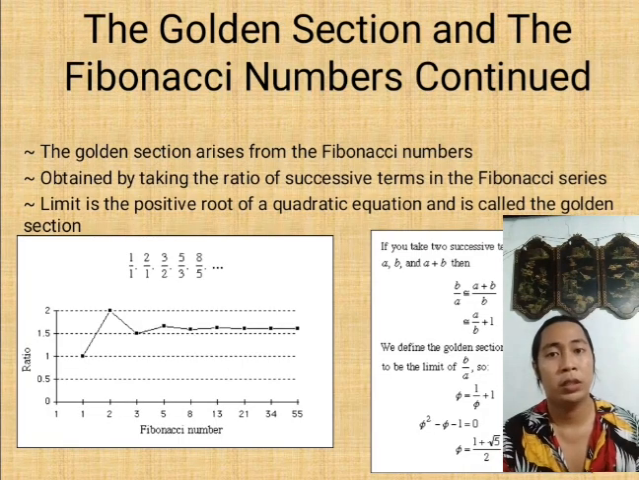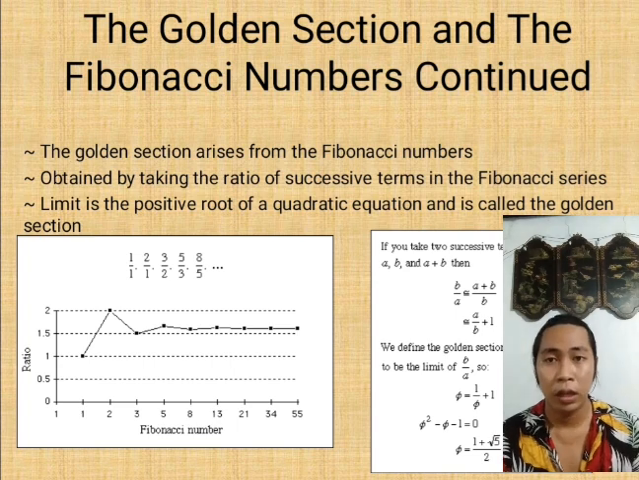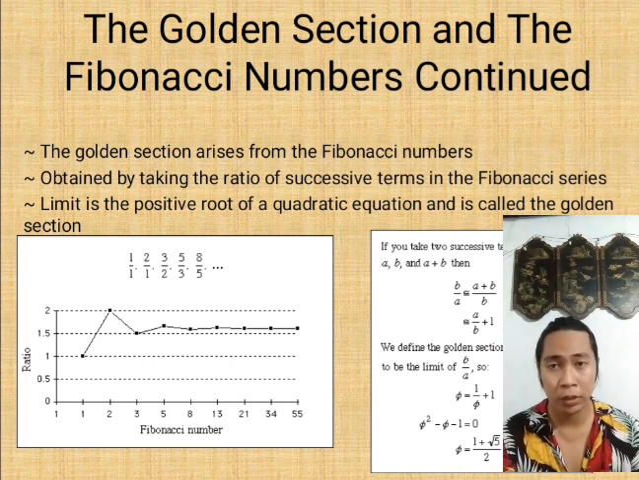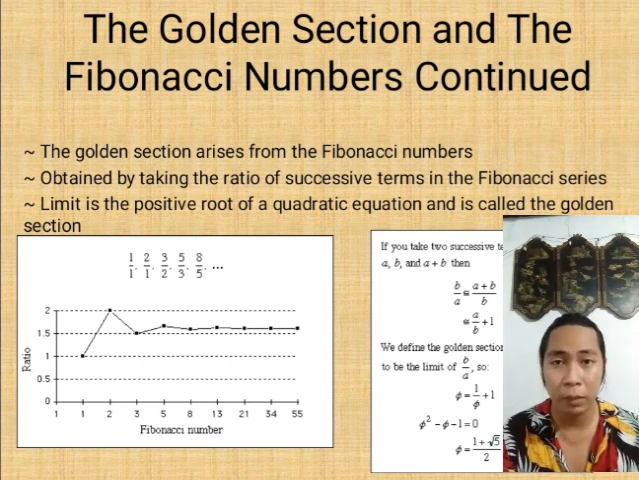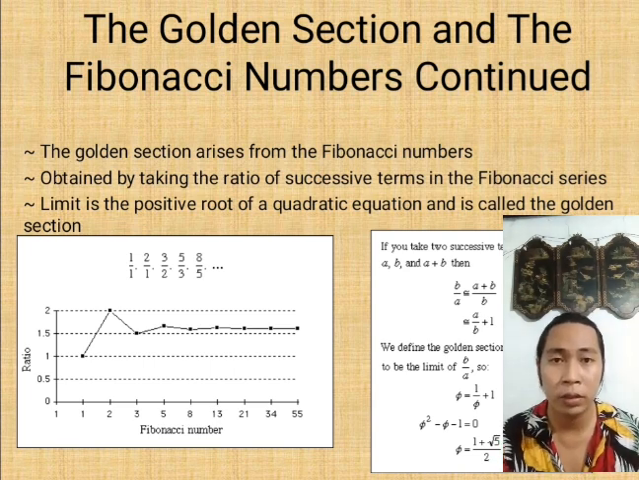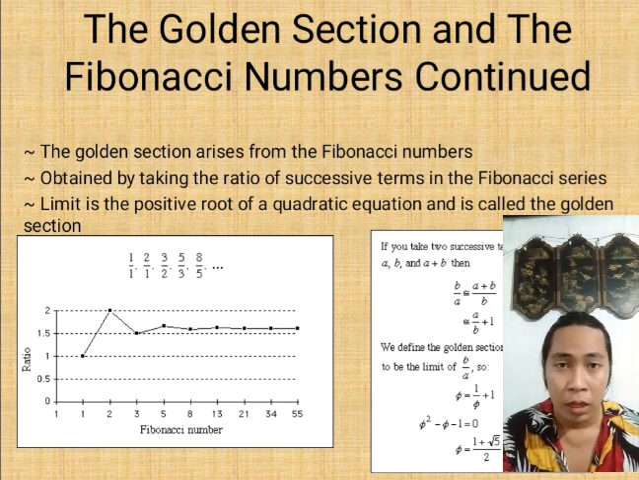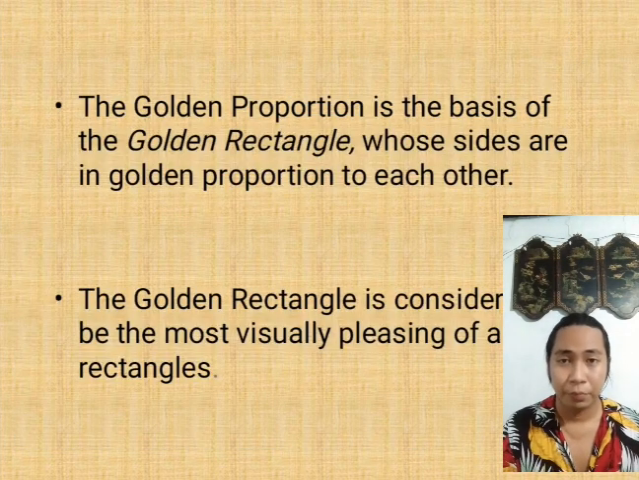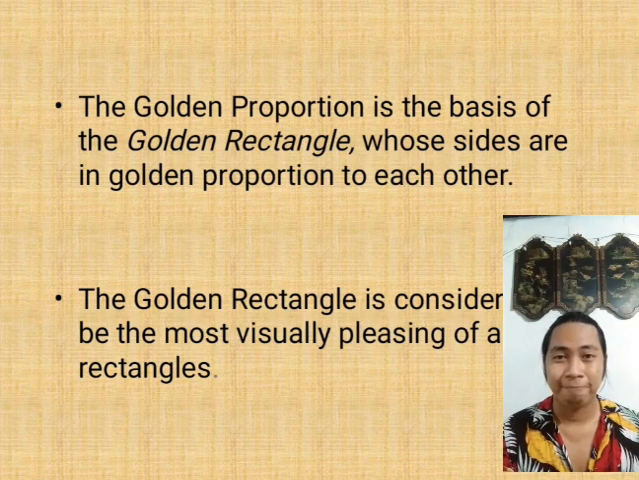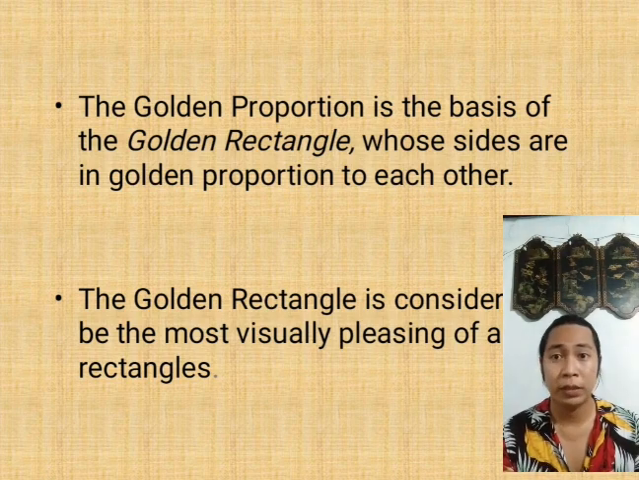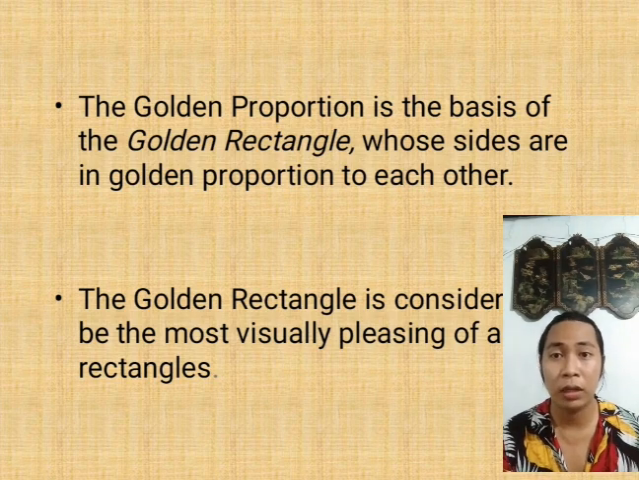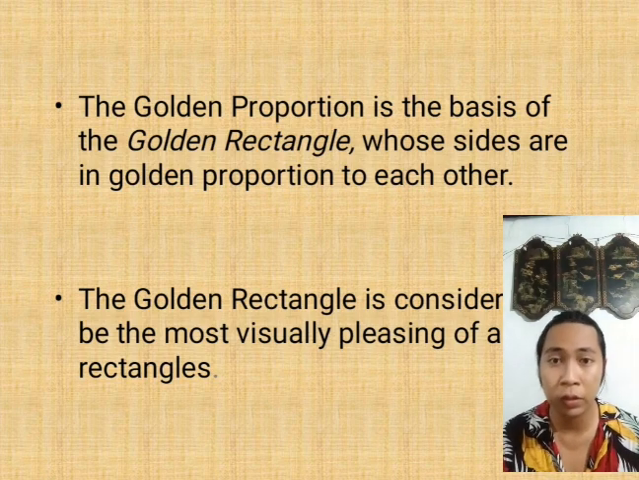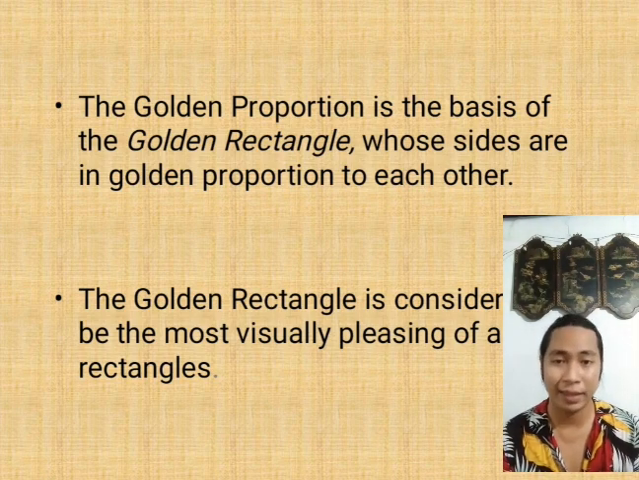The golden section and the Fibonacci numbers continued. The golden section arises from the Fibonacci numbers by taking the ratio of successive terms in the Fibonacci series. The limit is the positive root of a quadratic equation and it's called the golden section. The golden proportion is the basis of the golden rectangle, whose sides are in golden proportion to each other. The golden rectangle is considered the most visually pleasing of all rectangles.